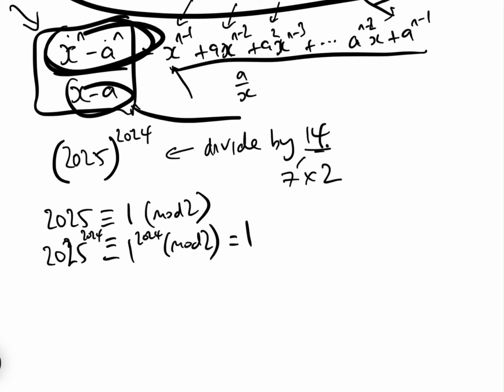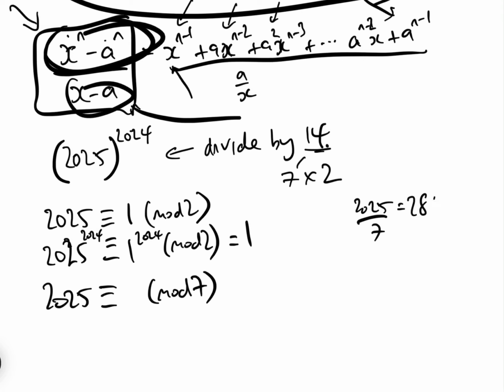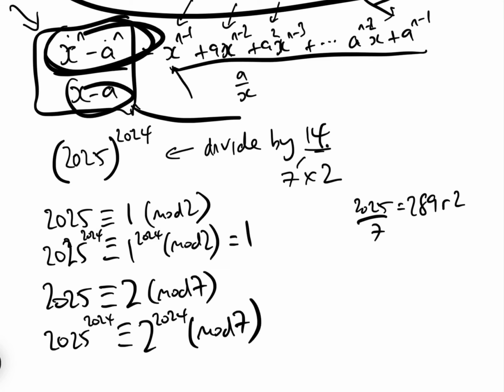Now what about mod 7? So 2025, what does that equal mod 7? Well, 2025 divided by 7 is 289, remainder 2. So we've got a 2 remainder. Okay, so we know that it equals 2 mod 7. So therefore we need to look at 2025 to the power of 2024, which equals 2 to the 2024 mod 7.